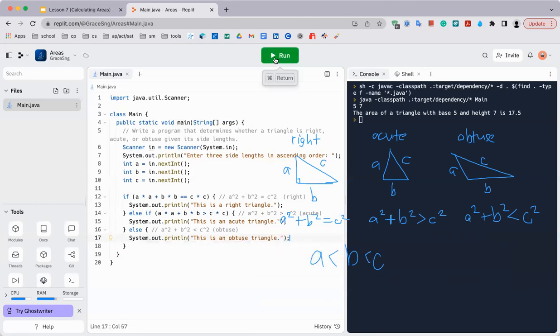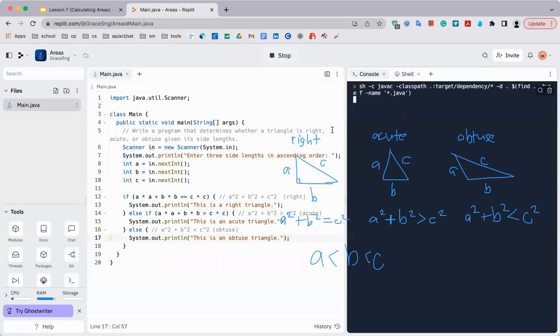So let's test this. Let's try a case for a right triangle first, like 3, 4, 5. I get my correct output saying this is a right triangle.